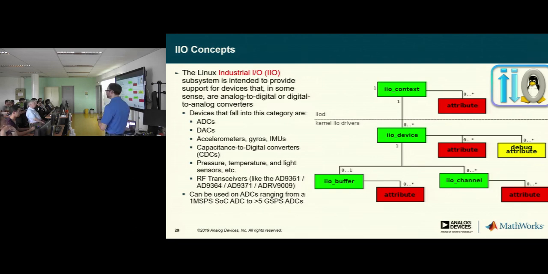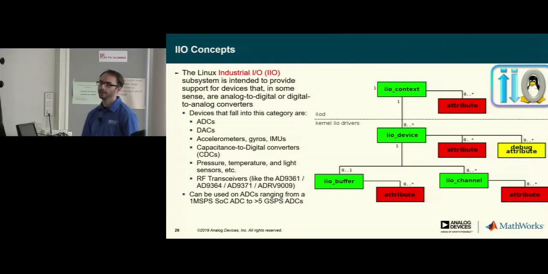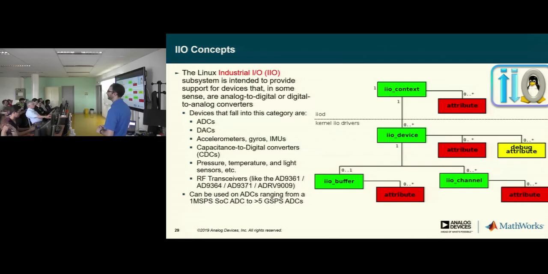Now, the subsystem that we use in the kernel is called the Industrial Input-Output Framework, or IIO. This is really designed for ADCs, DACs, sensors, accelerometers, gyroscopes, kind of low-level pieces that don't really fit into, say, the input framework that's in the kernel, which we typically use for mice, keyboards, those type of devices.